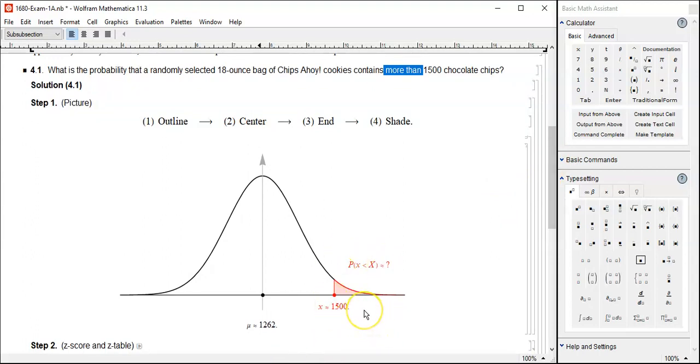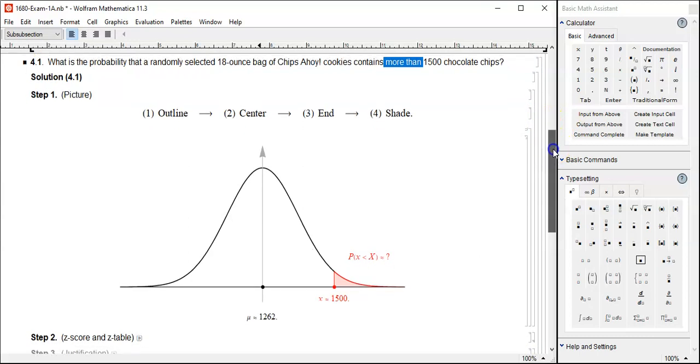Clearly, you're looking for something small here. If you calculate and get something like 70%, something is completely wrong, because it's certainly less than half. If you shade the entire right-hand side, that's just 50%. It's a lot less than 50%. So if you get something really high, then something is badly wrong.